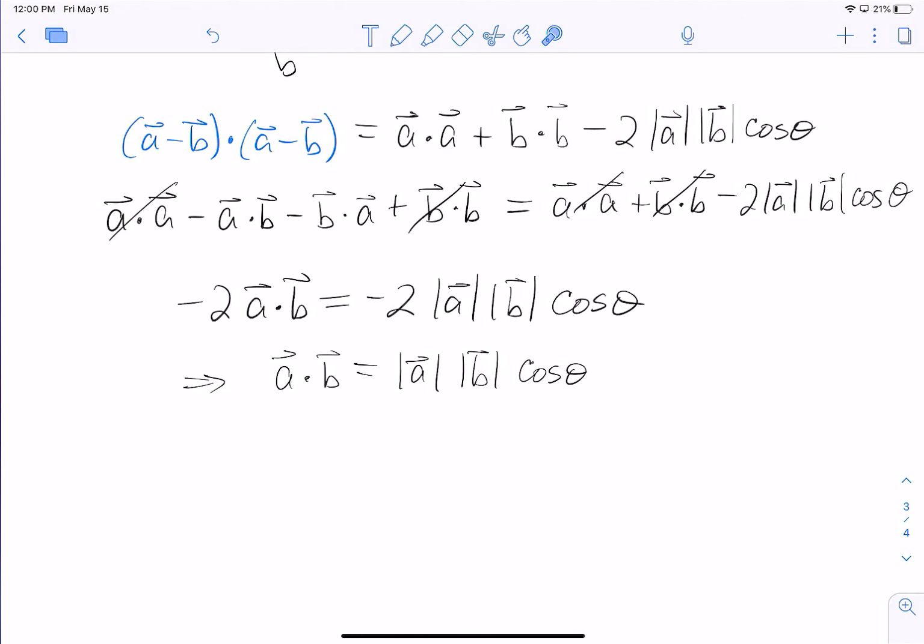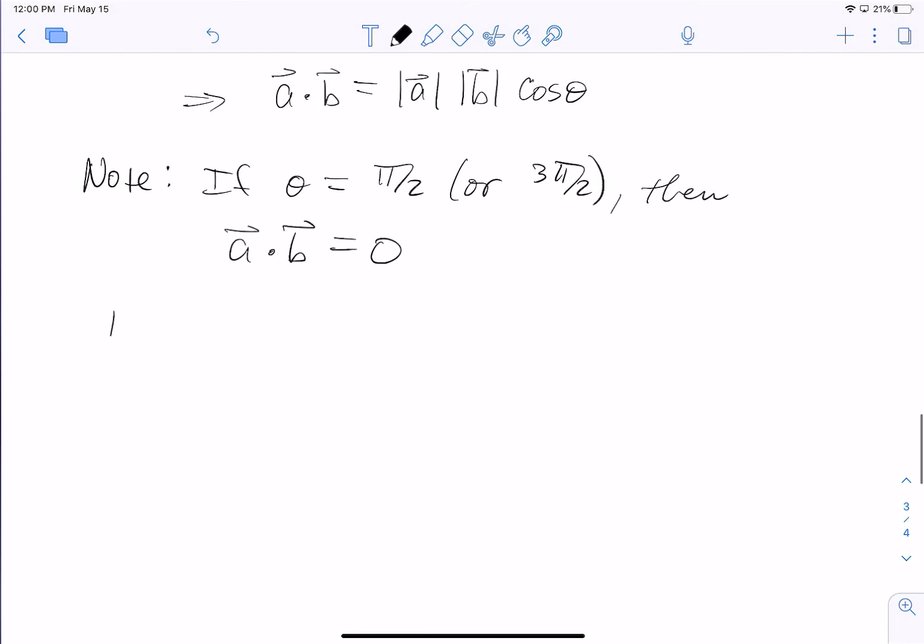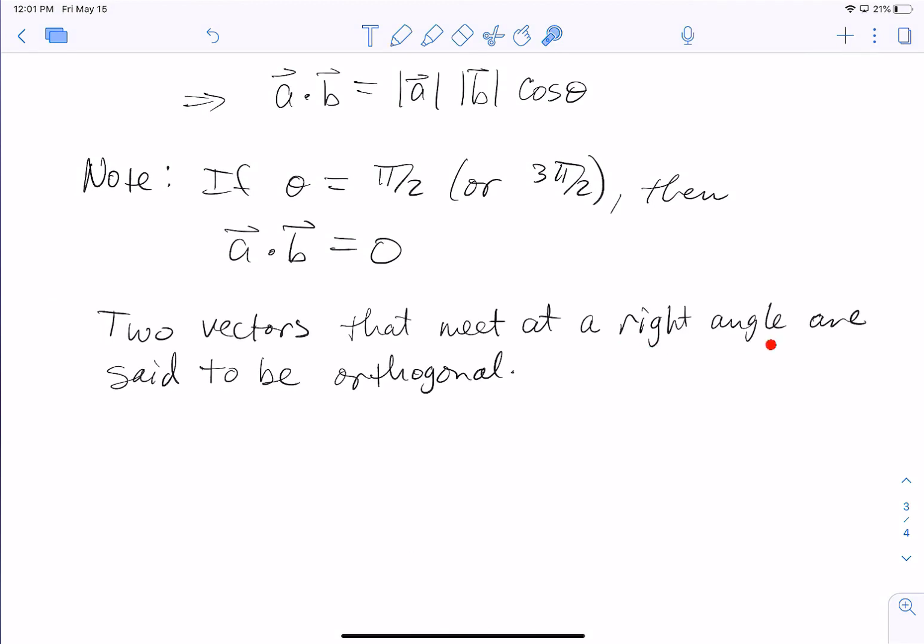As a consequence, if theta is equal to pi over 2 or 3 pi over 2, then a dot b is equal to 0 because the cosine of pi over 2 or 3 pi over 2 is equal to 0. In other words, the vectors meet at a right angle. Two vectors that meet at a right angle are said to be orthogonal. That last bit is just a little bit of vocabulary.